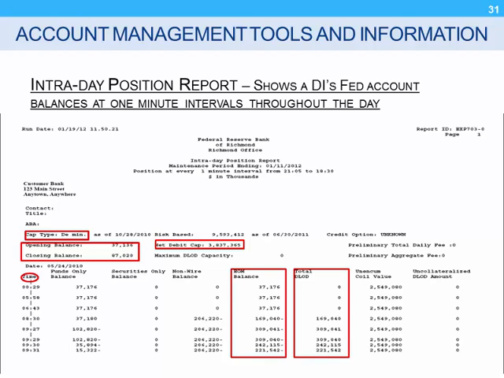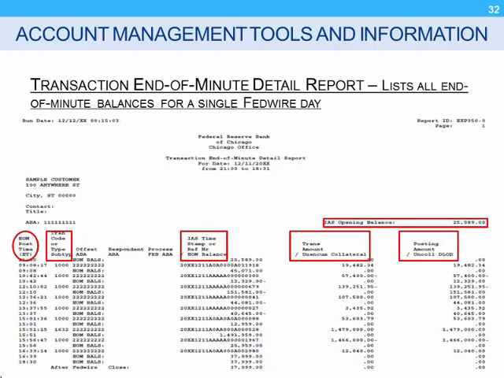The next report is the Transaction End-of-Minute Detail Report. This report lists all end-of-minute balances for a single Fedwire day. The report is produced daily even if no daylight overdraft activity occurs and can be viewed for the most recent 29 days. Note that the report shows your opening balance, and again on the left side of the report you'll see the time in Eastern Time.